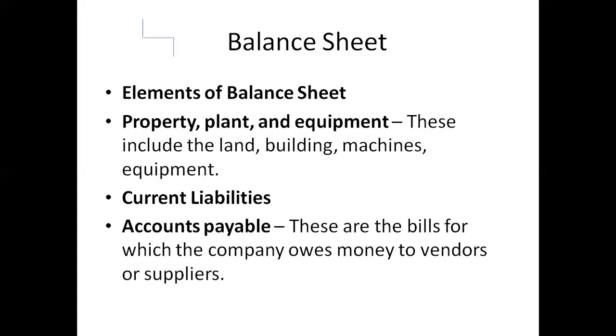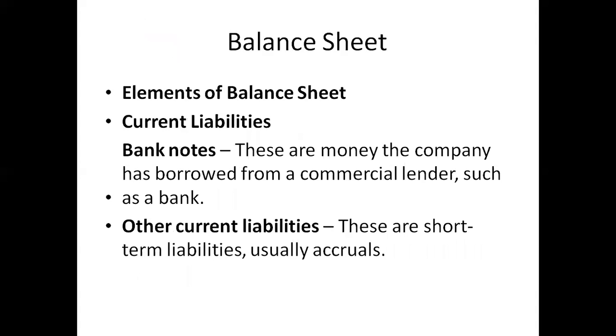Current liabilities are the accounts payable. These are the bills for which the company owes money to vendors and suppliers. Accounts payable are the bills for which the company owes money to vendors or suppliers. Elements of the balance sheet.